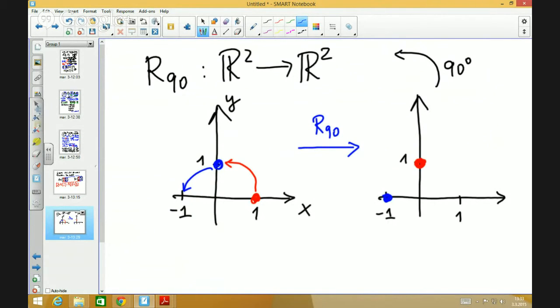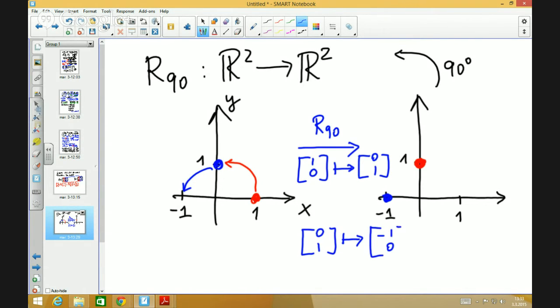Okay, so it maps the point 1, 0 to 0, 1, and it maps the point 0, 1 to -1, 0. So what is the matrix that implements this transformation? Well, all we need to do is just to use these two vectors that we got. So the matrix that implements R90, let's call it A90. It sounds like a chemical compound, but there you are. It's 0, 1, -1, 0.